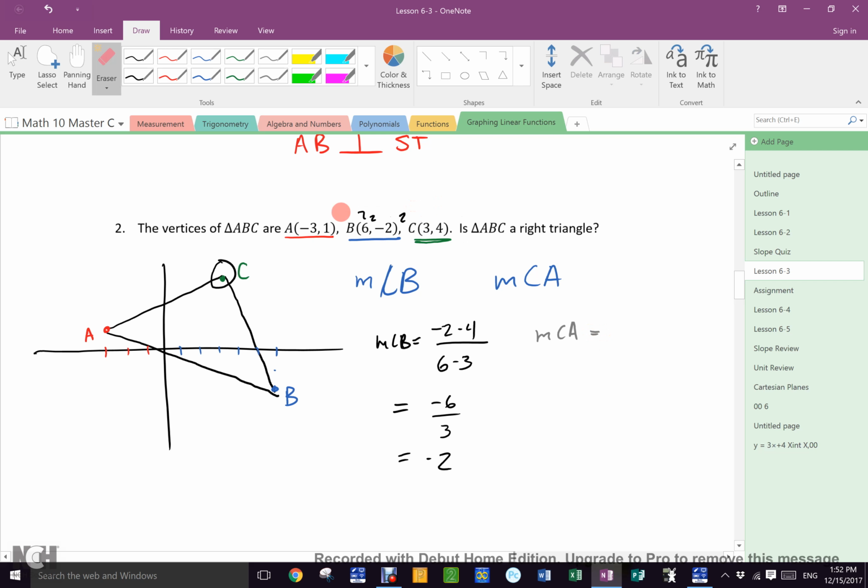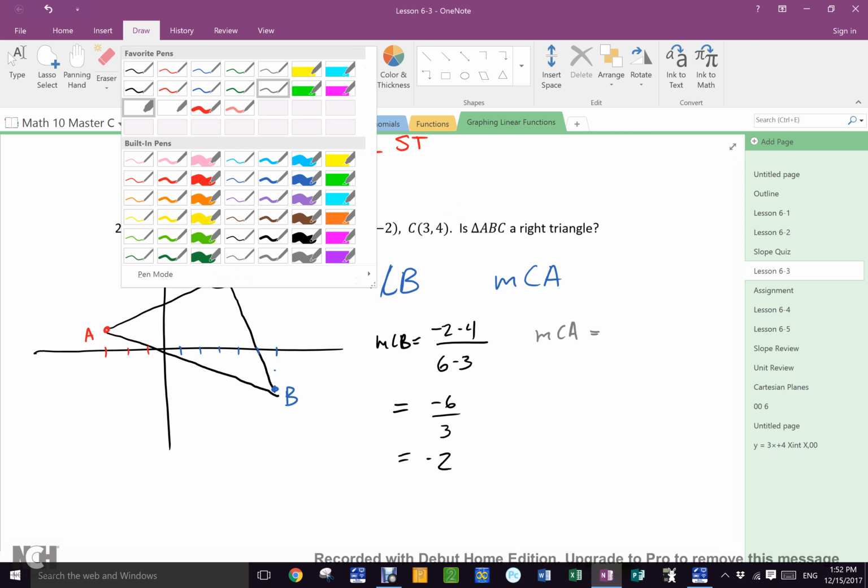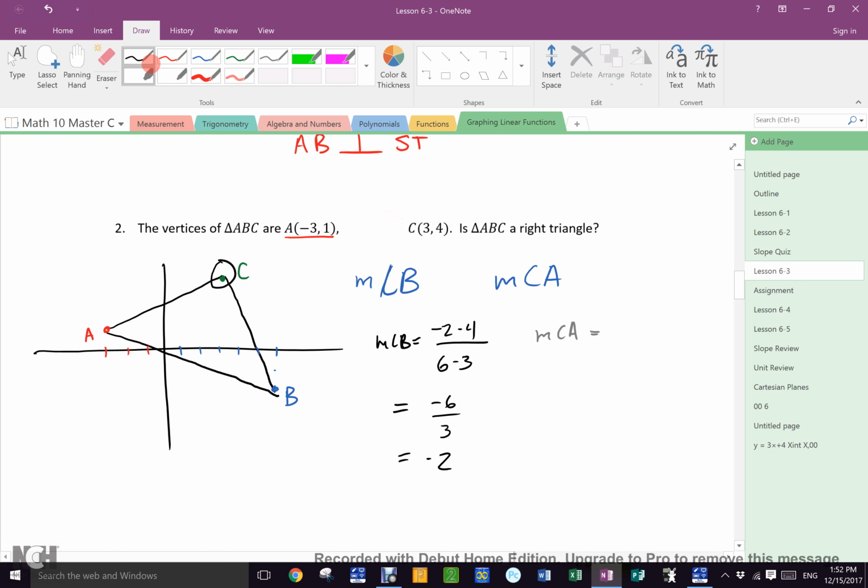Okay. Now let's check the slope of CA. What's that one? Now I need C and A, so I don't care about B. What is it? 1 minus 4 over negative 3 minus 3. What's 1 minus 4? Negative 3 over. What's negative 3 minus 3? Negative 6. Two negatives make a what? 3 over 6 is 1/2. Are those negative reciprocals? Because what's that guy really? Did I flip the fractions? Did I change the sign? So are they perpendicular? If those are perpendicular, is this a right angle triangle?